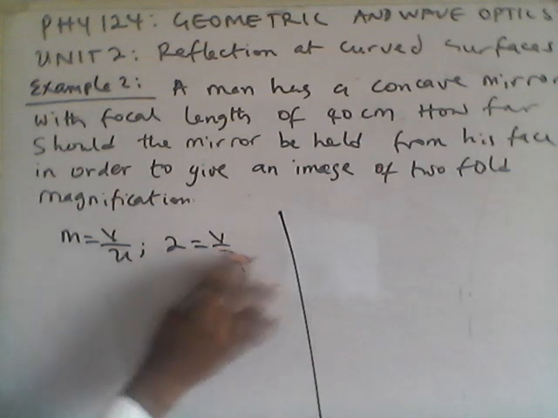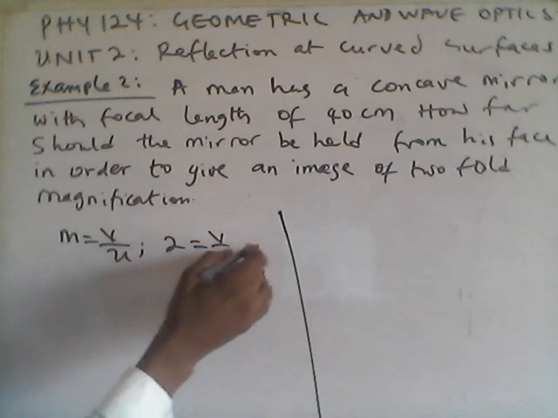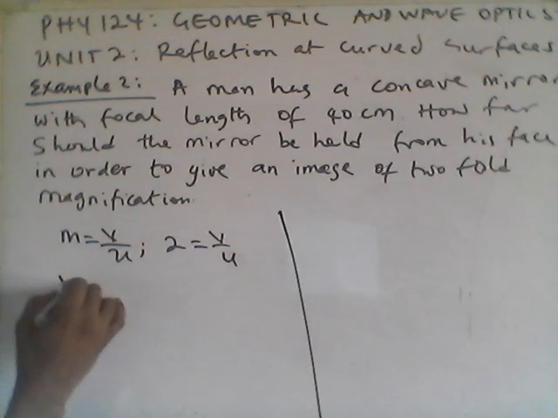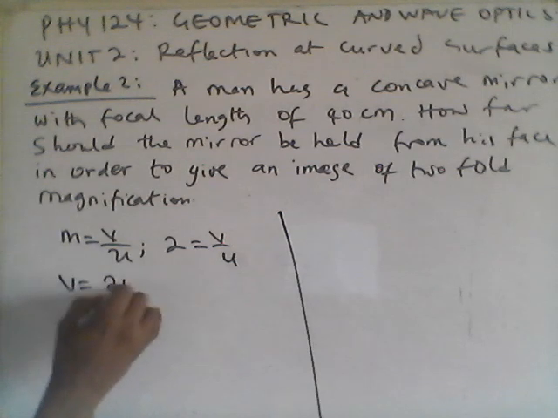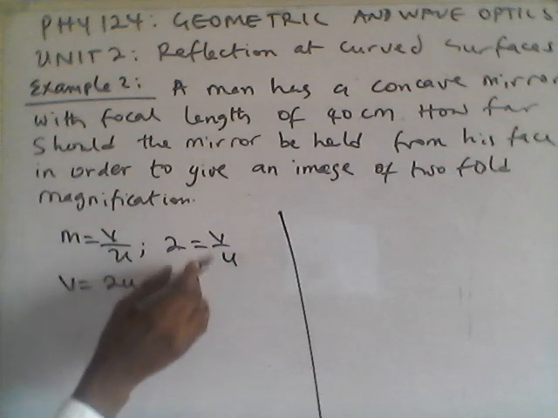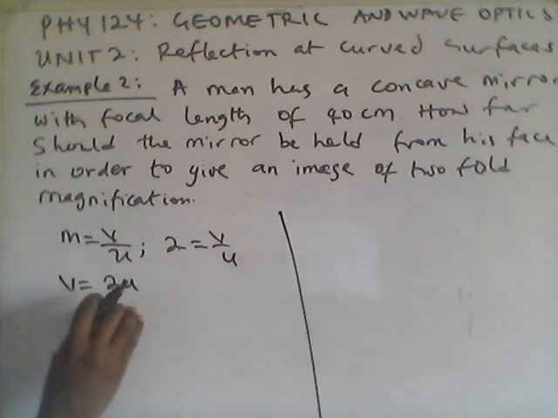That means the magnification is twofold. So this is the first equation I'm going to use. From here, I can get that V is equal to 2U, because I just cross multiply. So I've gotten this relationship from magnification. Understand?